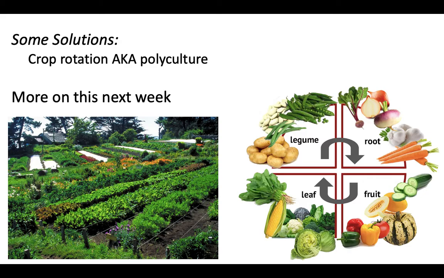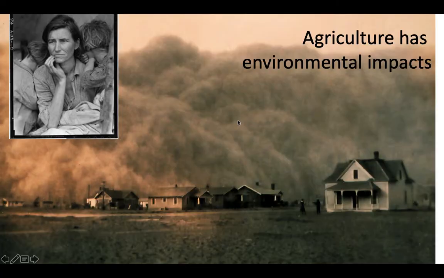Some solutions to push back against monocropping are basically the opposite: polyculture, which is growing multiple different types of crops, and rotating your crops so that you replenish soil nutrients. We'll talk about more of this next week when we learn about sustainable farming.